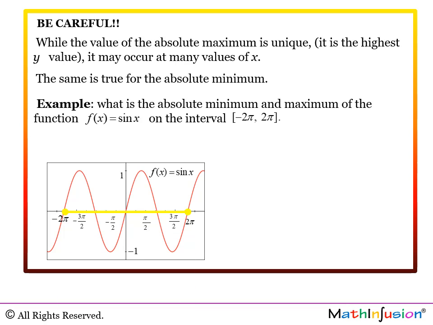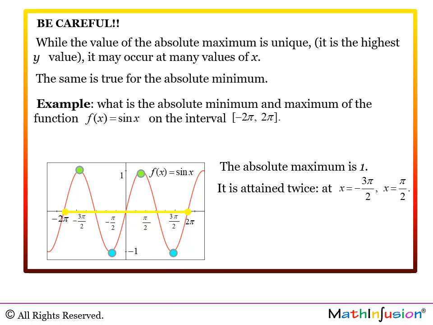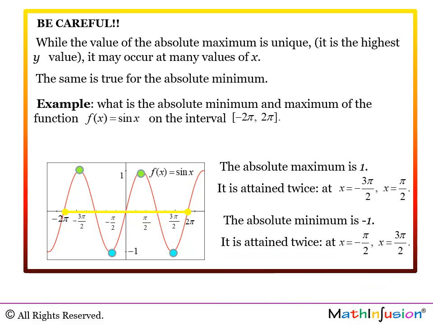Here's the interval negative 2 pi to 2 pi. And as you can see, absolute max, absolute min, another absolute min. But if you look, the absolute maximum is 1. It is attained twice, at x equals negative 3 pi over 2 and x equals pi over 2. The absolute minimum is unique, it is negative 1, but it is attained twice, at x equals negative pi over 2 and x equals 3 pi over 2.